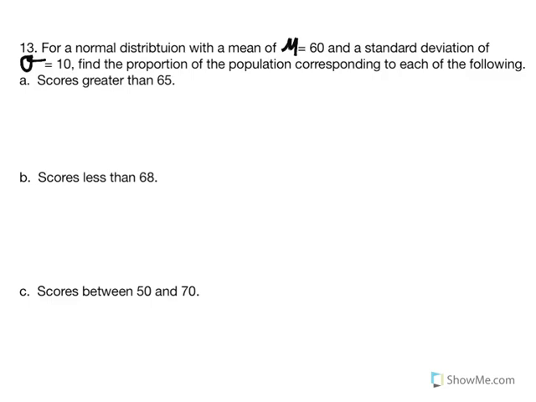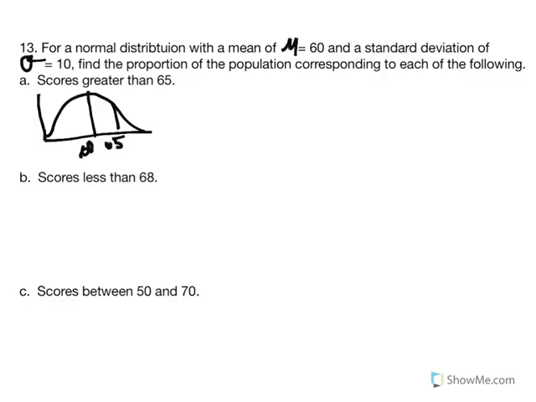Okay, last one, number 13. For a normal distribution with a mean of 60 and a standard deviation of 10, find the proportion of the population corresponding to each of the following. In the first one, we'll draw our sketch, scores greater than 65. So the mean is equal to 60. The score of interest is 65, which is to the right.